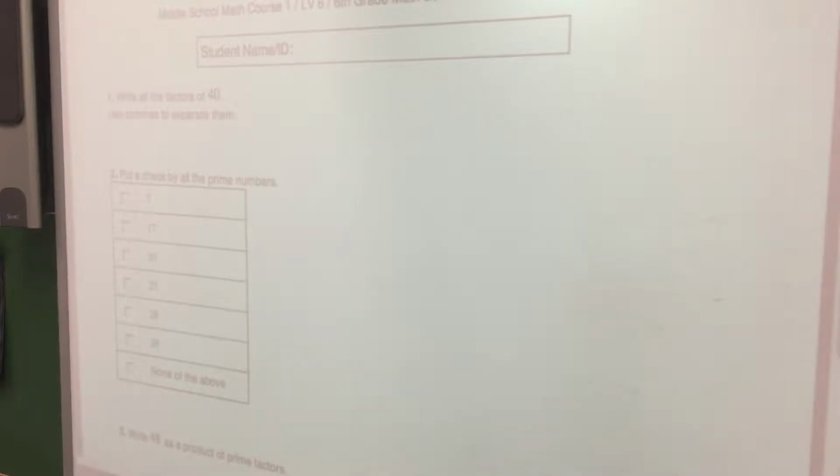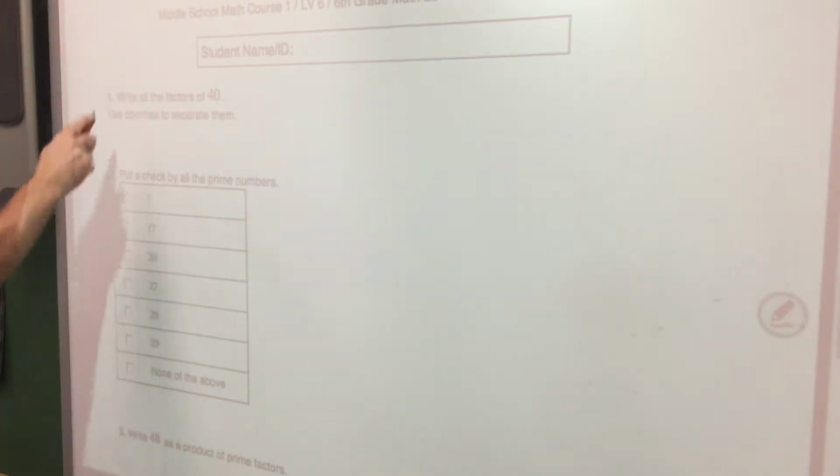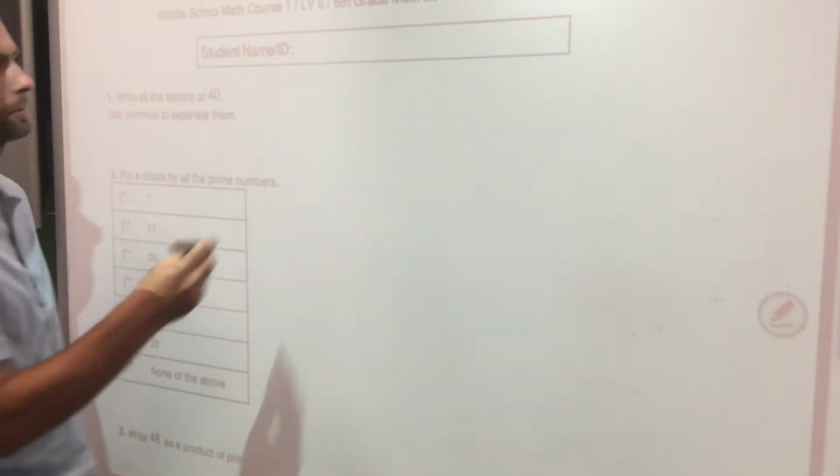All right, let's do your homework. So this is week 7, multiples and factors. Let's work through these. First one, right? All the factors of 40, use commas to separate them.